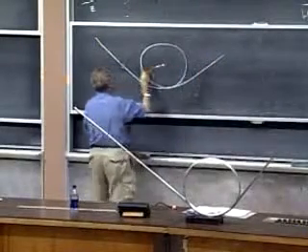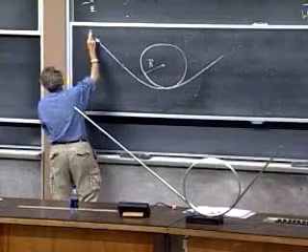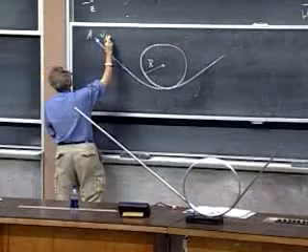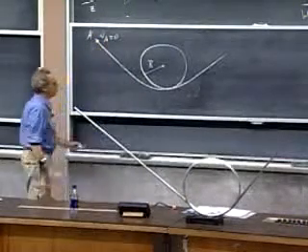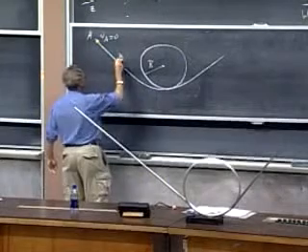So let the circle have a radius r. This point be A. I release it with 0 speed. I assume that there is no friction for now. This point be B.